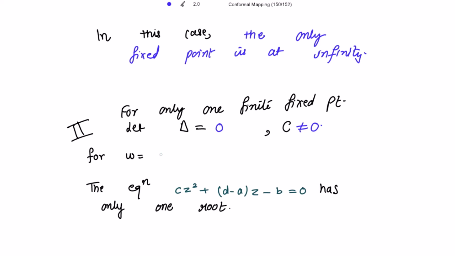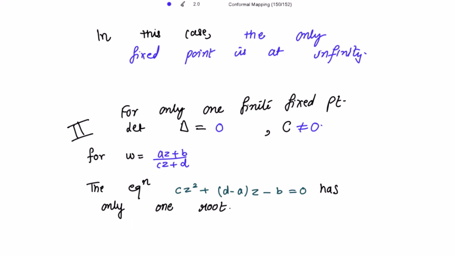So let W is equal to AZ plus B over CZ plus D. Then if you put W equal to Z for the fixed point, you get the quadratic equation in Z as CZ square plus (D minus A) into Z minus B equal to 0. Now this equation has only one root. How? Let's take the roots of this.